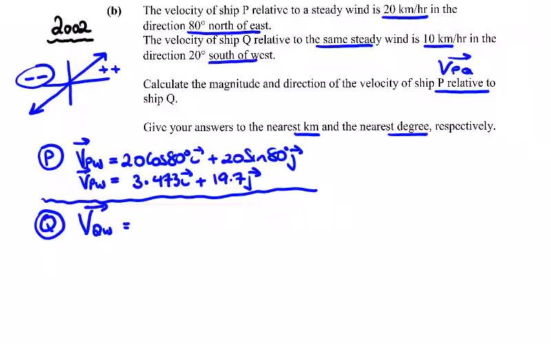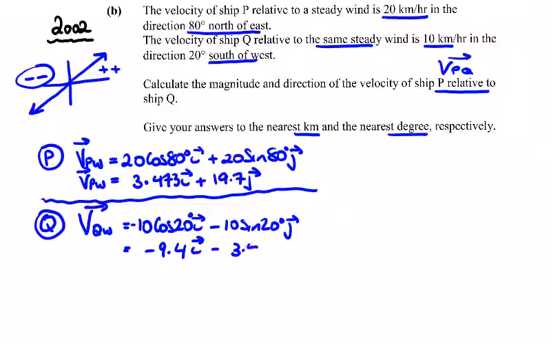The velocity of Q relative to the wind is going to be minus 10 by the cos of 20 in the I direction minus 10 by the sine of 20 in the j direction. So that's going to give minus 9.4 in the I direction minus 3.42 in the j direction. So we want the velocity of P relative to Q. So we have velocity Q relative to W. So the velocity of P relative to Q is the velocity of P minus the velocity of Q. So we need something with velocity of P and velocity of Q.